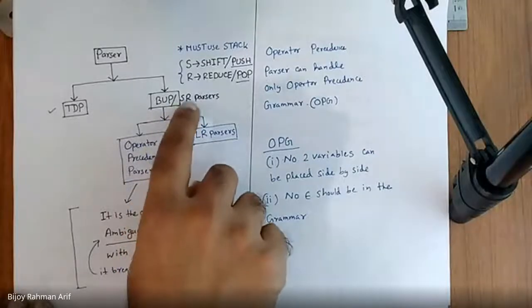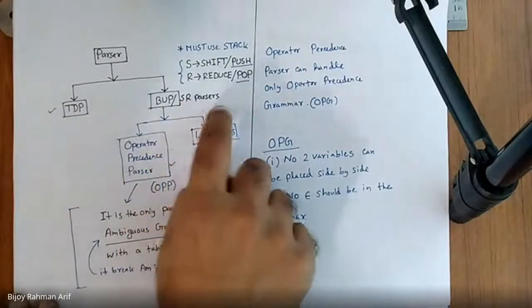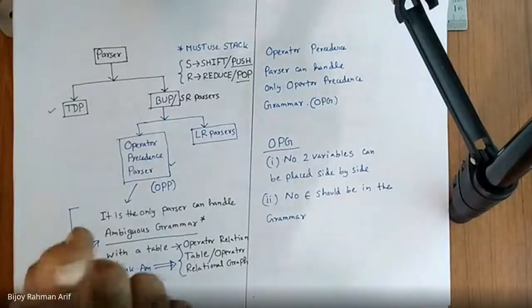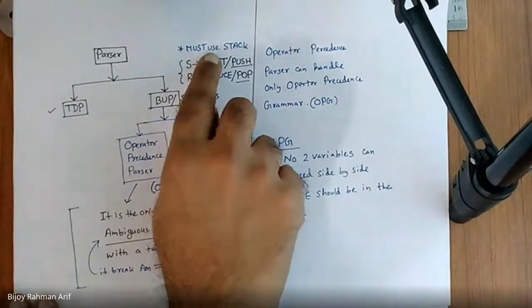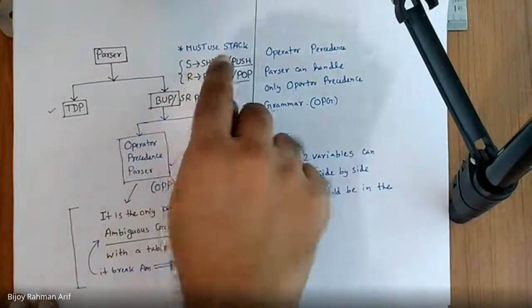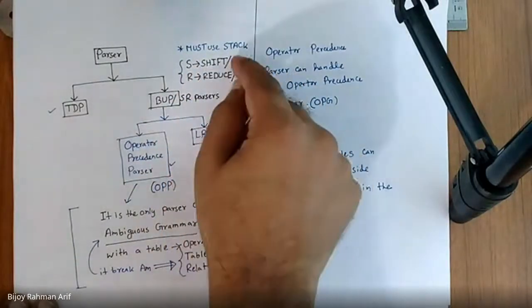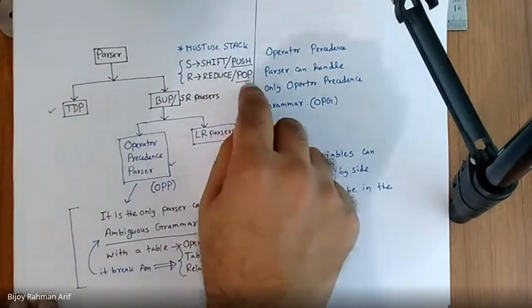Bottom-up parsers are also called SR parsers. Why are they called SR parsers? Because they use two operations with a special type of data structure. They use a stack, and they use shift operation and reduce operation. Shift operation is nothing but push and reduce operation is nothing but pop.